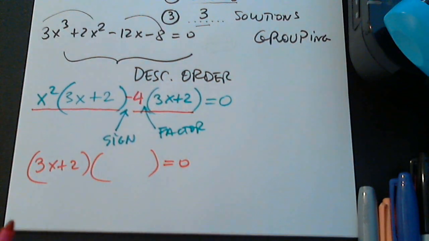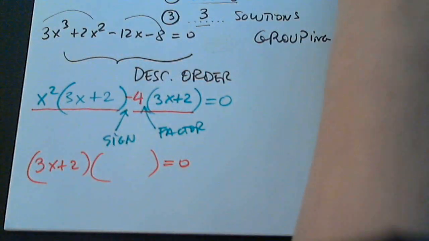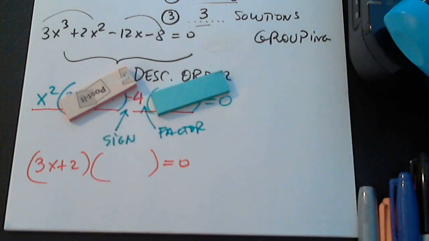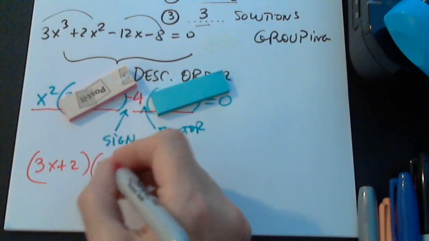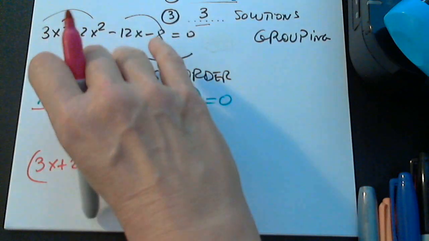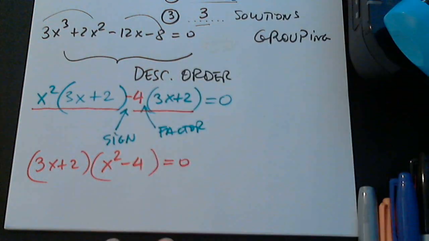What is left in parentheses? This is gone because it's outside. This is gone because it's outside. What is left in parentheses? X squared minus 4. Brilliant, thank you. This can be further factored, as we know. How do we factor x squared minus 4?